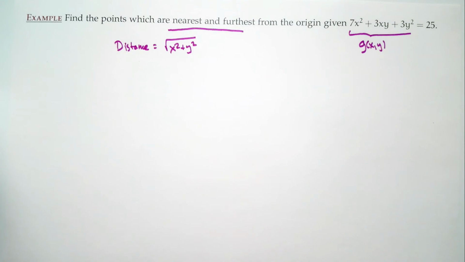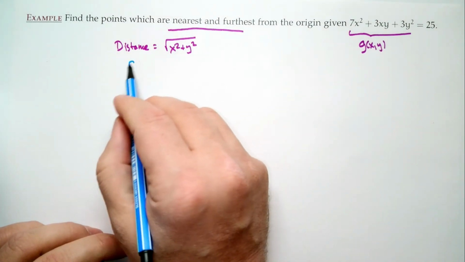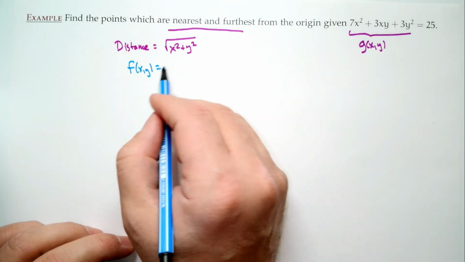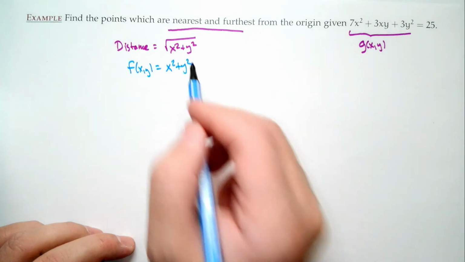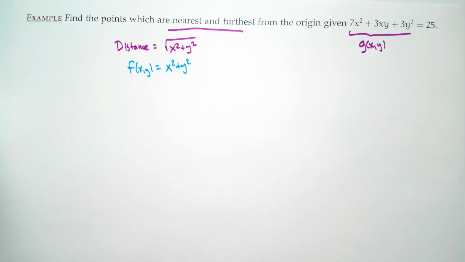But we see that there's a square root involved. Now, one of our goals in life is to get rid of square roots. So, what are we going to do? Well, the answer is, we're going to get rid of the square root, and just say, let's optimize x squared plus y squared. It might feel like we're cheating. And it's not. It's like we're being insightful.